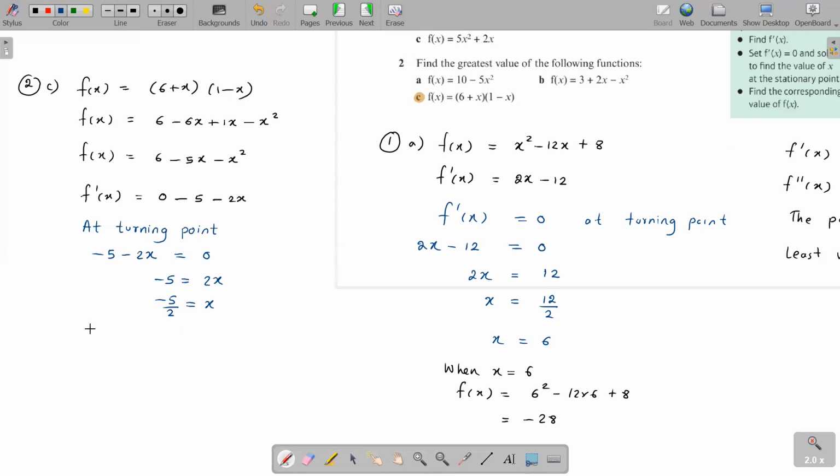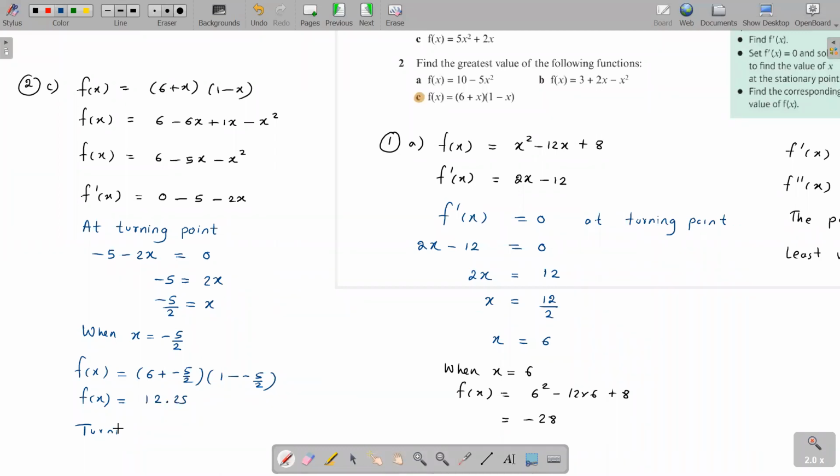Can I have the y value as well? When x is minus 5 over 2, what's the y value? The f(x). f(x) is (6 + x)(1 − x). How much is it? It doesn't matter whether you substitute this or this. Both are the same. So this is the y value, basically your turning point. 12.25, sorry, 12.25, right? Check the answer. Is it 12 or 12.25? Yeah, so the answer is 12.25.